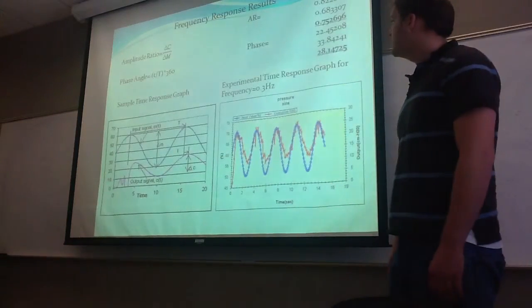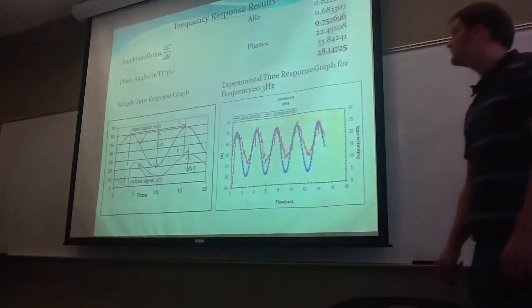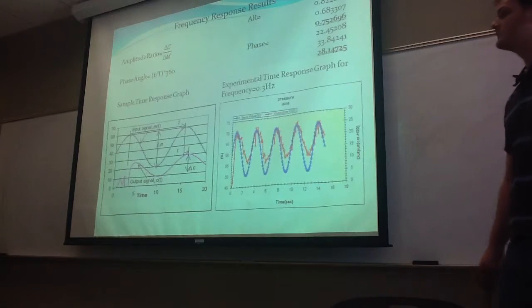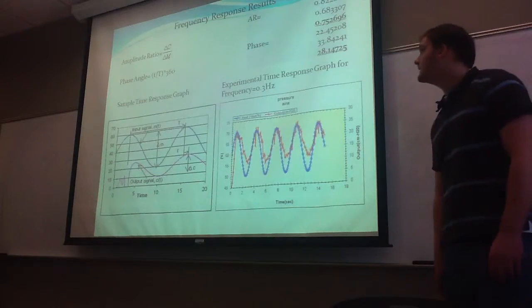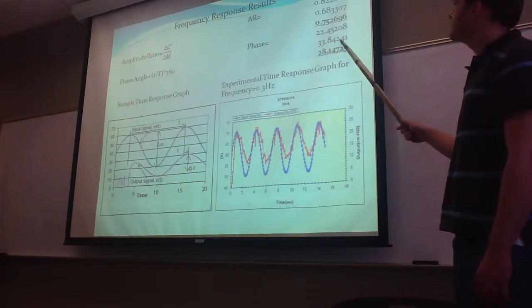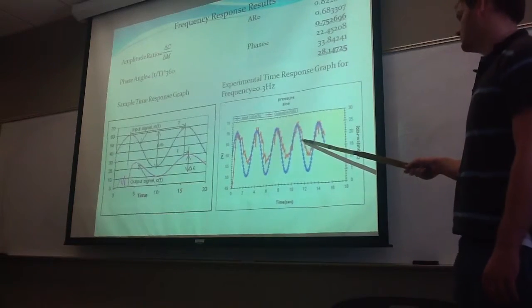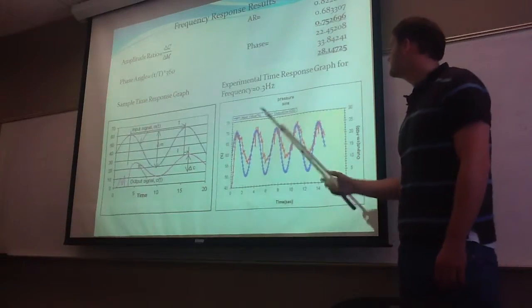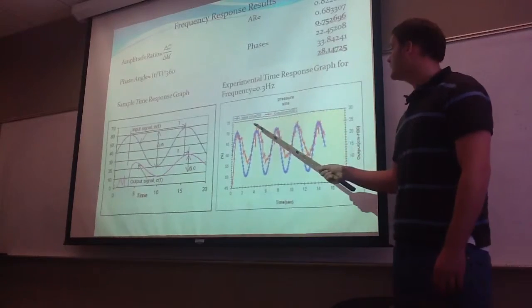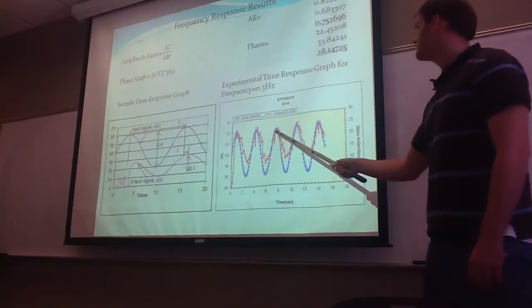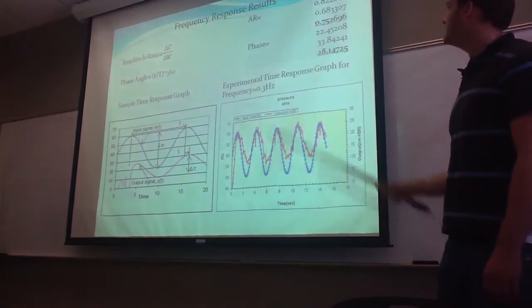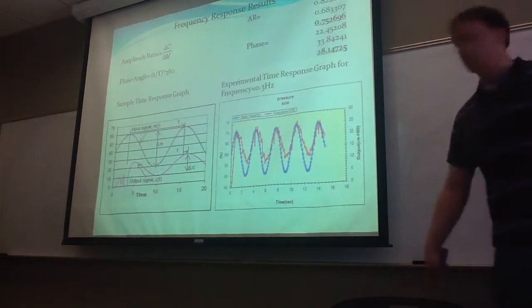On the right is an experiment that we ran at a frequency of 0.3 hertz. And this table shows the actual AR and phase angle that were calculated from this. Basically, I just calculated it twice, between here and here, and here and here, and averaged them to get those.